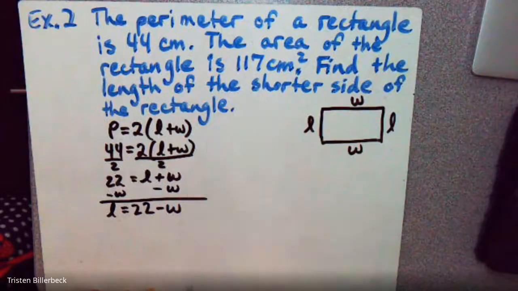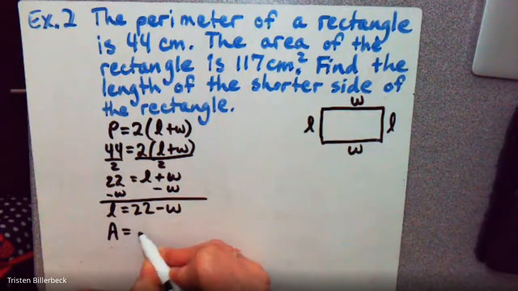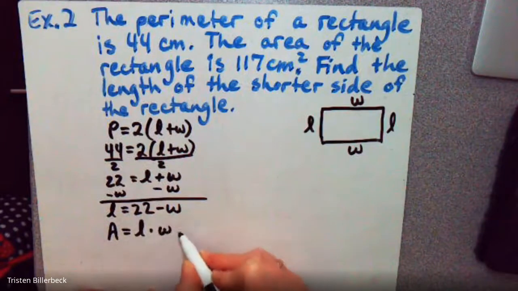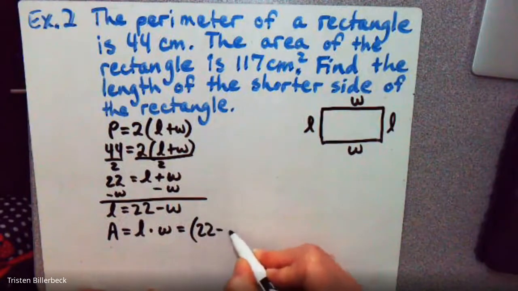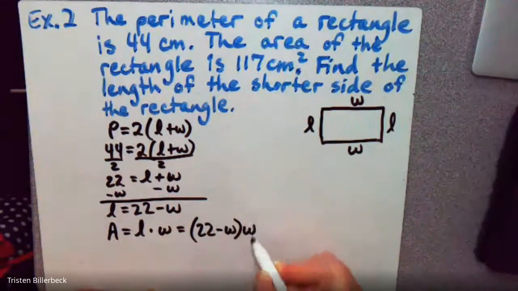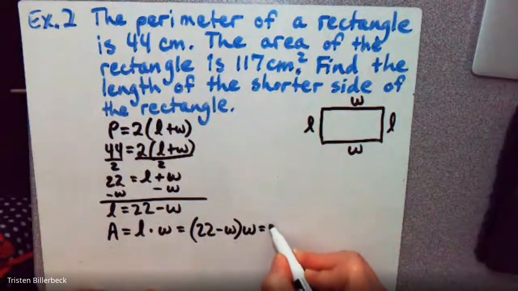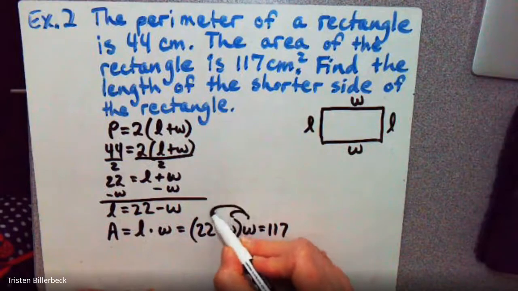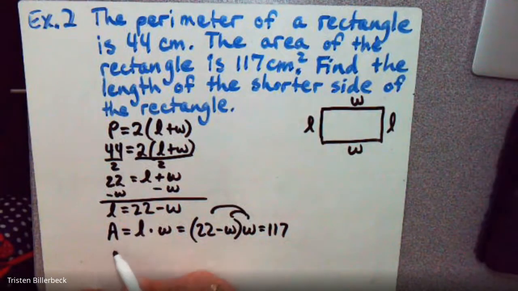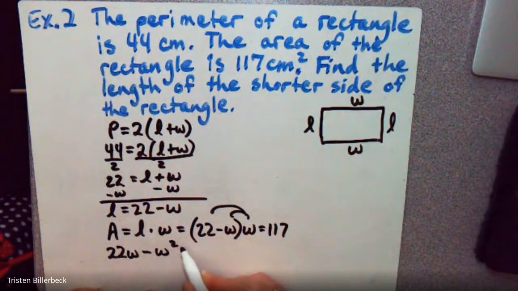So now we have L in terms of W. Now we have the area. Area is length times width. Since we have L in terms of W, we can say 22 minus W times W equals 117. If we distribute this, we end up with 22W minus W squared equals 117.